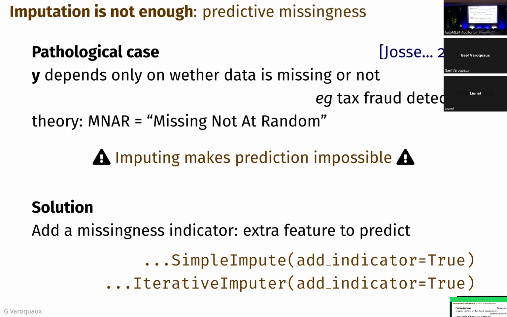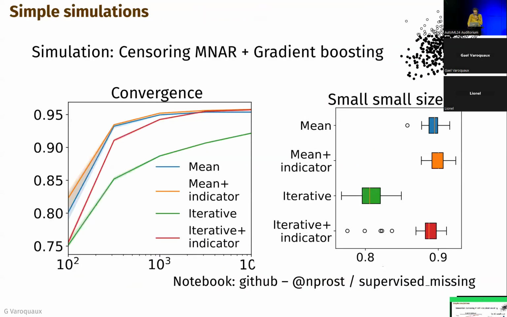So there's a simple trick, and that's really important. You just add a column that tells you whether you've imputed or not for each feature where you're imputing values. In scikit-learn, that's done with add_indicator. If we go back to my simple simulations, now that I'm adding the indicator, the convergence happens much, much faster, and basically mean imputation performs better than iterative imputation.